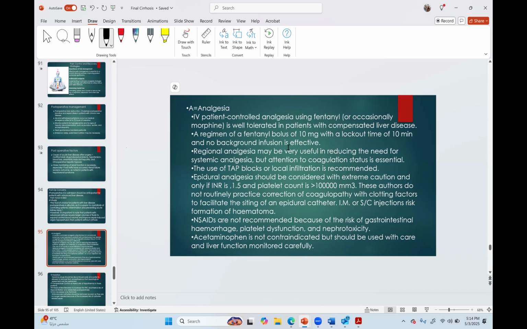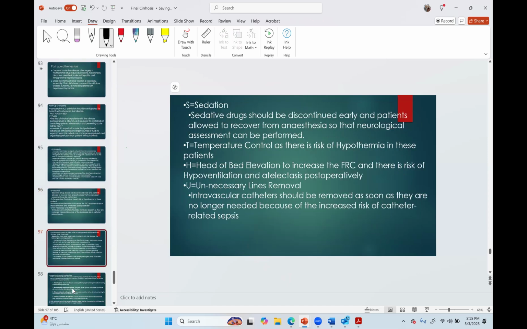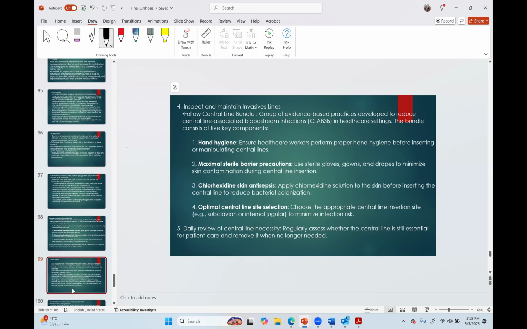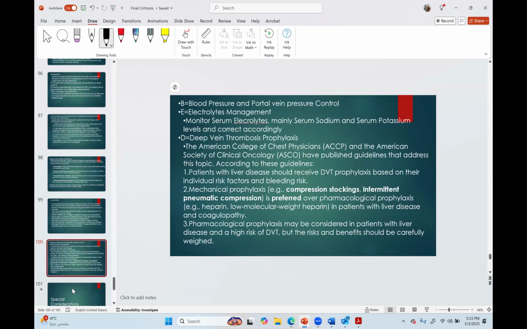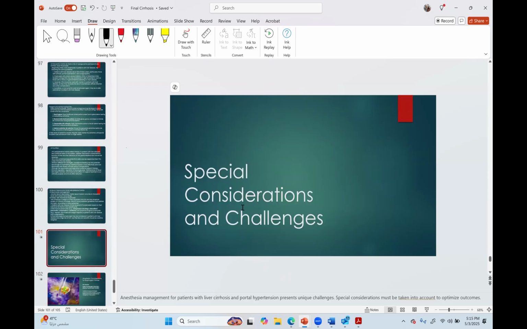Analgesia. Fentanyl bolus of 10 microgram, not milligram. 10 mics. And anyways, we will just come out of this. Okay.